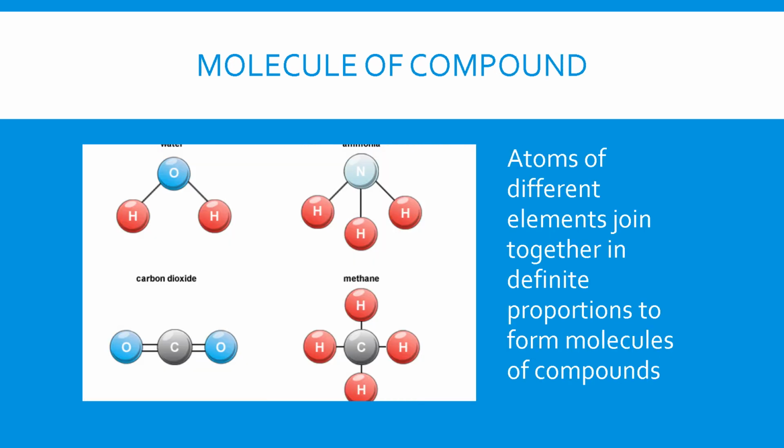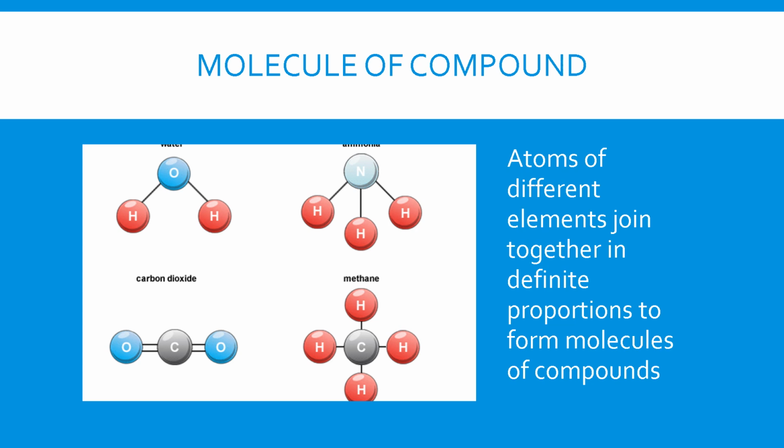The next is molecule of compound. Atoms of different elements join together in definite proportion to form molecules of a compound. So when we talk about a compound, atoms of different elements are joining in definite proportion. Two things you have to remember: atoms of different elements are joining, but are they joining randomly? No, in a definite proportion only.